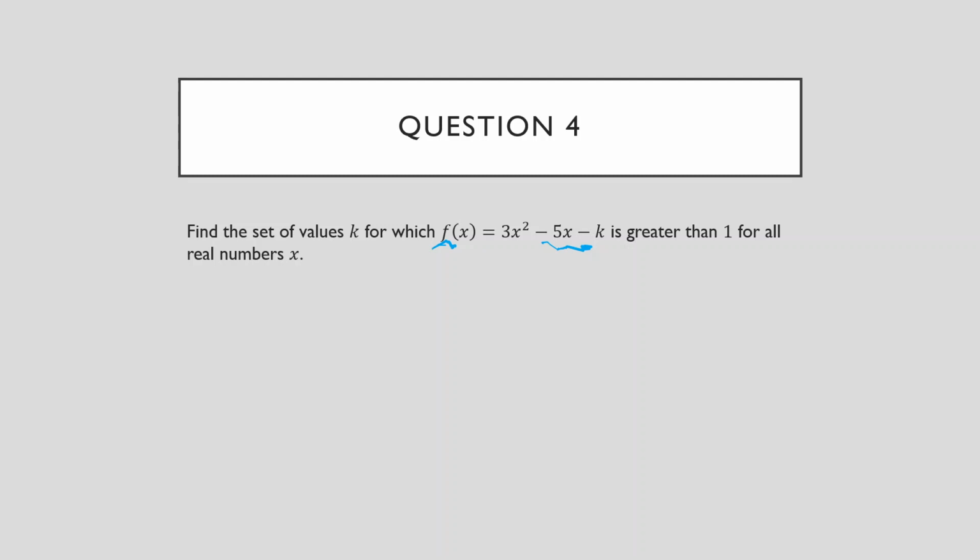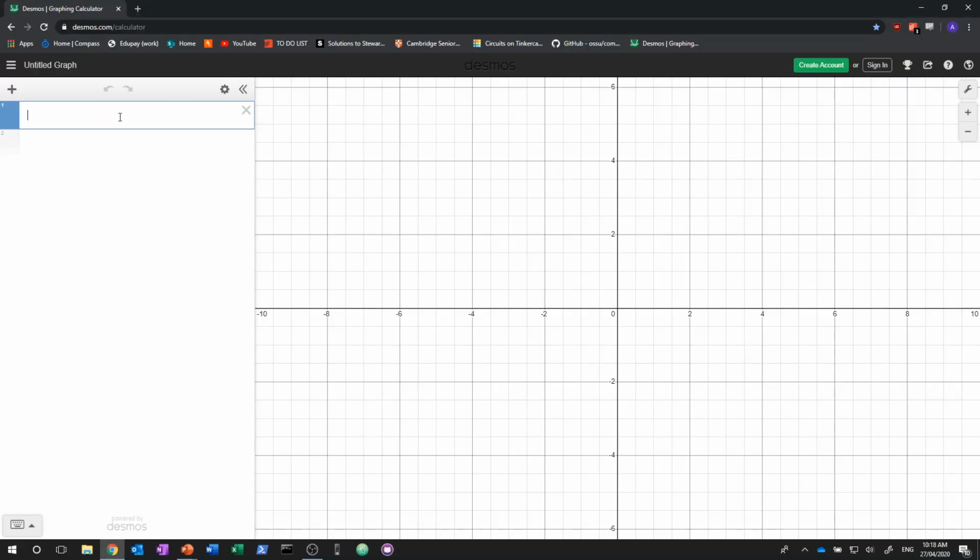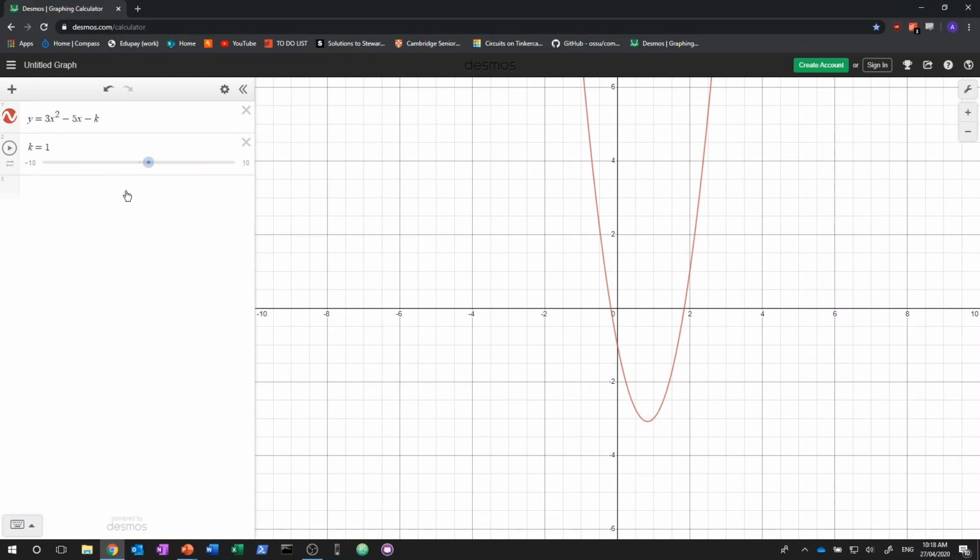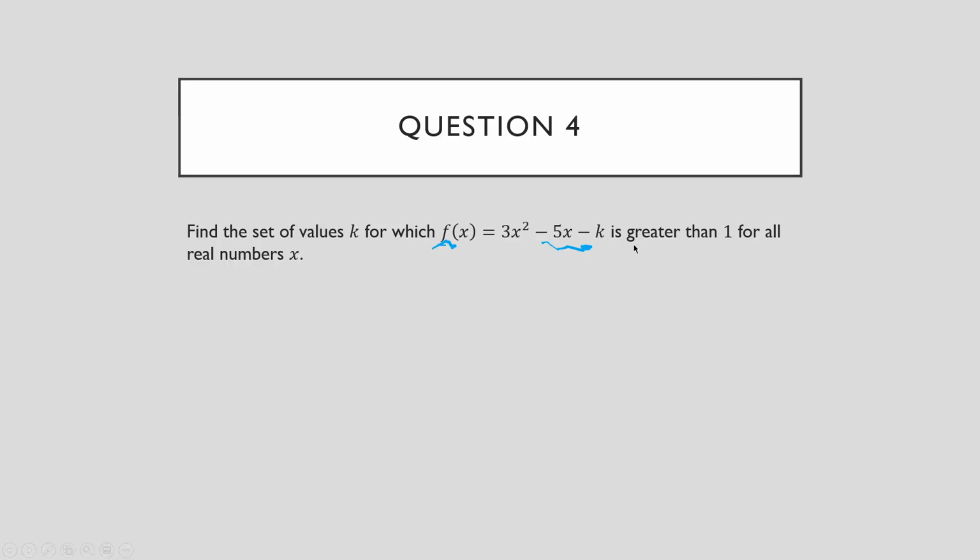I'm going to switch to Desmos and show you what's going on with this question. So let's switch out. Okay, so we have the rule y equals 3x squared minus 5x minus k. Add a slider for k. Right now k is 1. Now the actual question is saying find the set of values of k for which this function is greater than 1 for all real numbers x.